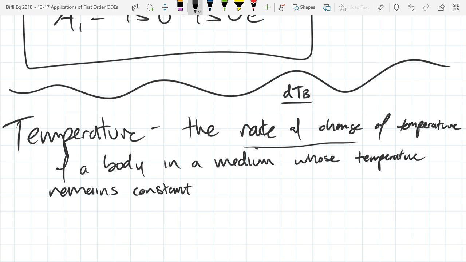TB for the temperature of the body divided by dt. So we're using two different T's. There's temperature of the body, which is TB. And the constant temperature in the room is TM, for temperature of the medium. What is dTM over dt? It'll be zero, so we assumed it was constant. That's different than the temperature of the actual body or object that we're considering.